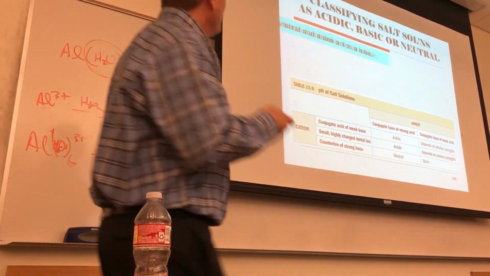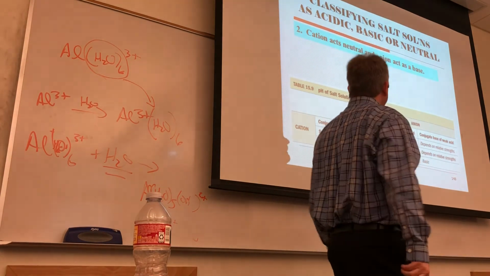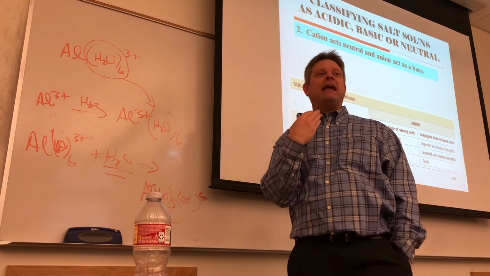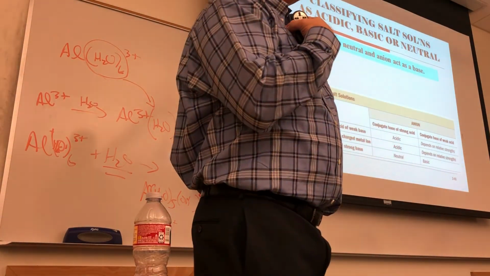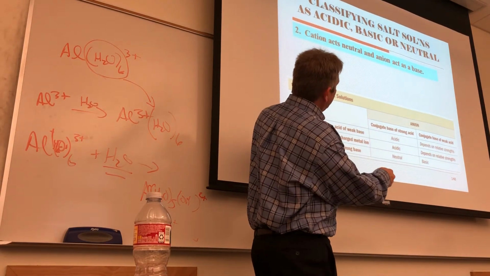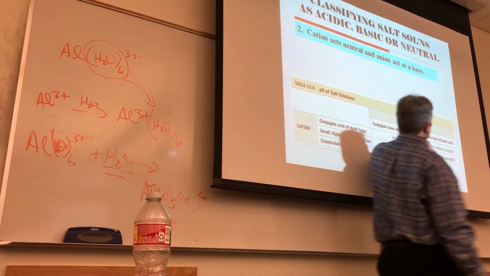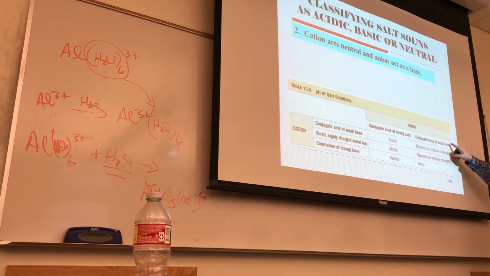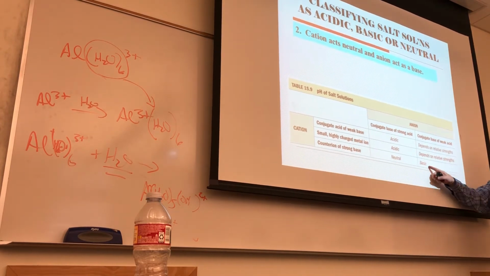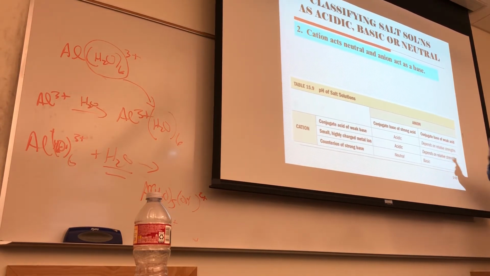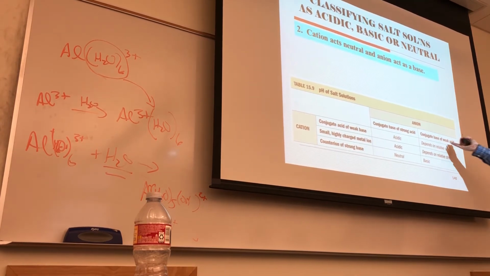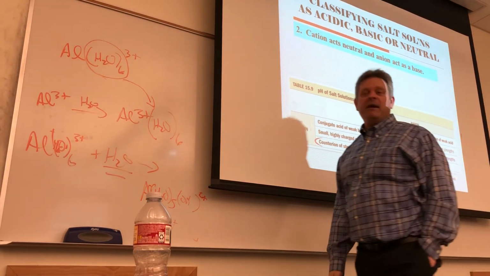Okay. Second one. Cations that act as neutral, and anions that act as a base. So that means a cation came off of what? A strong base, right? So that's this one. But the anion came off of what? Conjugate base of a weak acid. So when I mix this with this, what do I get? Basic, right? But even if I don't look at this, I already know that because I'm looking at the anion that's coming off of the weak acid. It's got to act as a base, right?